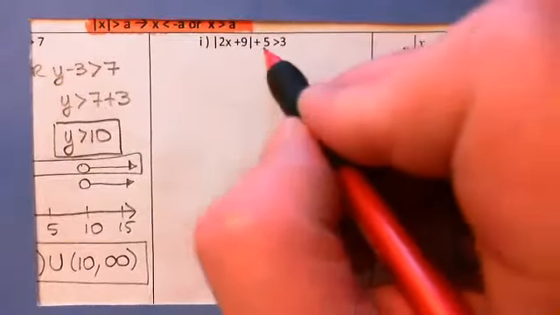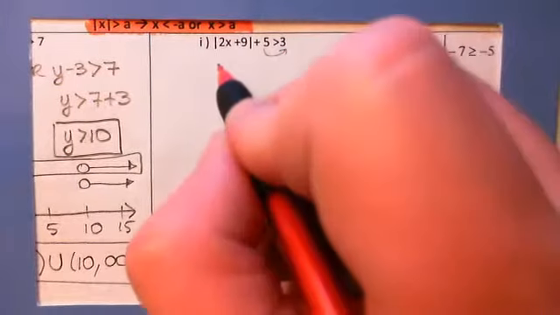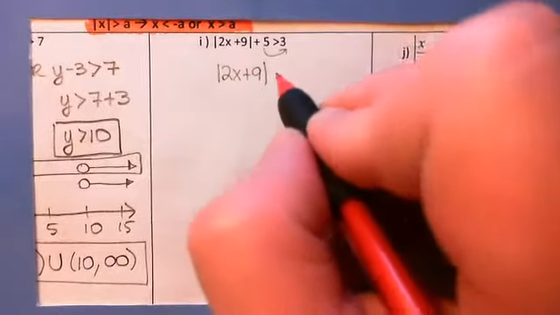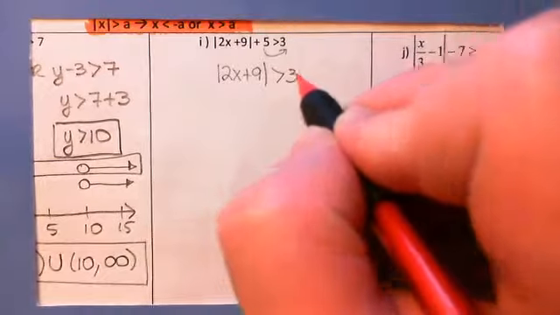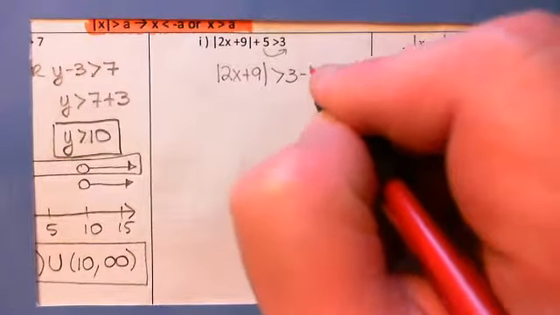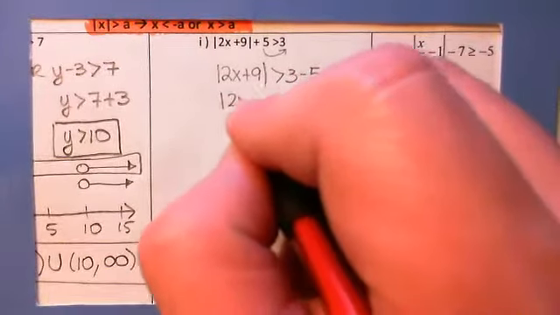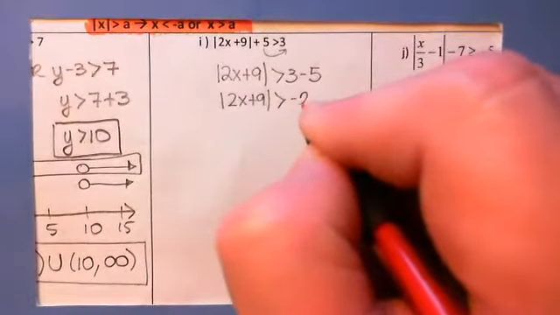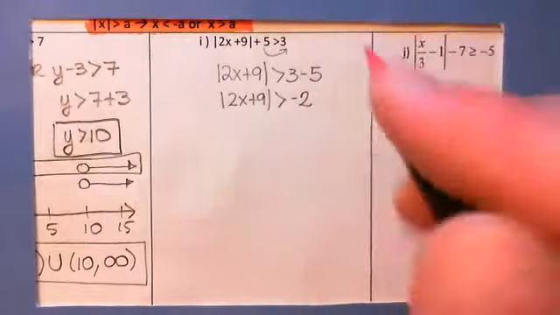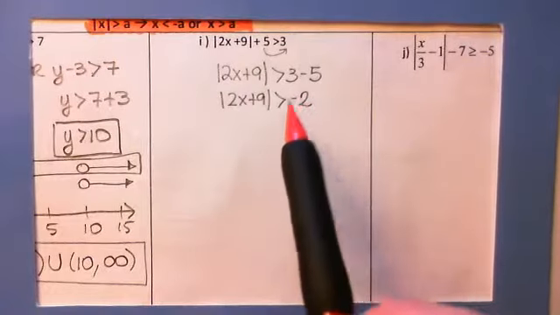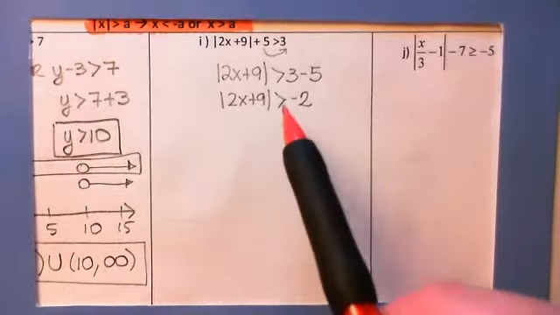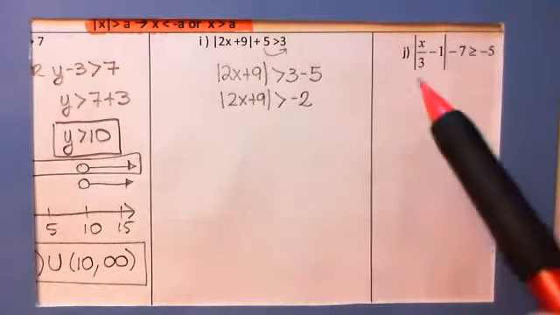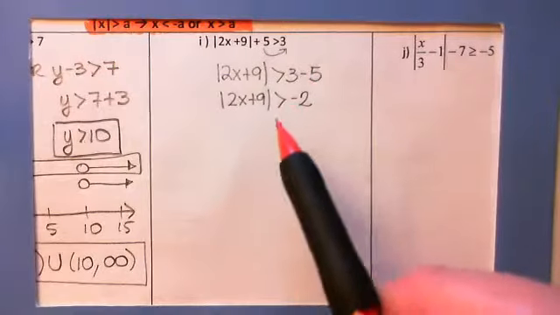Next problem, I'm going to move the 5 to the other side. So this would be absolute value of 2x plus 9, greater than 3 minus 5. So this would be absolute value of 2x plus 9, greater than negative 2. Alright, if you notice we have a negative number. Anytime you have a negative number, you should pay attention and ask, is this possible, or could it always be possible, or something like that. So let's take a look at this.